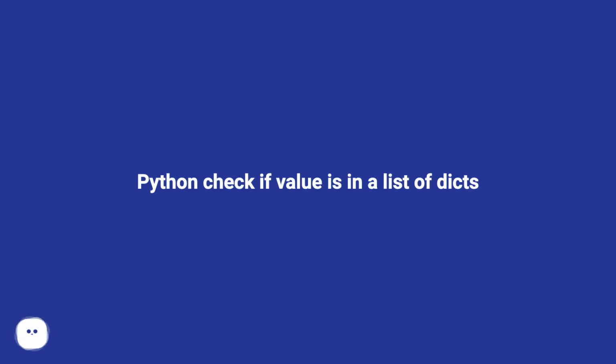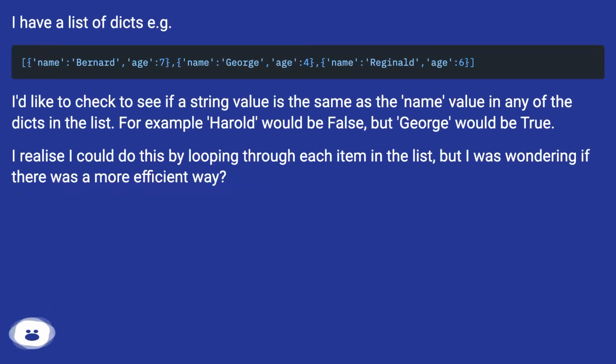Python check if value is in a list of dicts. I have a list of dicts, e.g. I'd like to check to see if a string value is the same as the name value in any of the dicts in the list. For example, Harold would be false, but George would be true. I realize I could do this by looping through each item in the list, but I was wondering if there was a more efficient way.